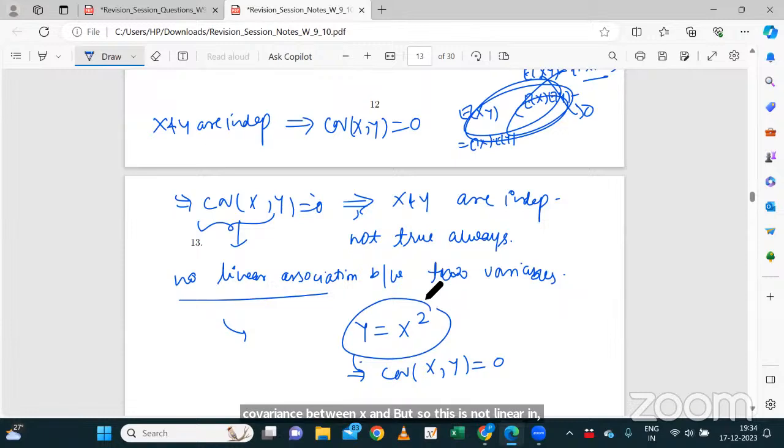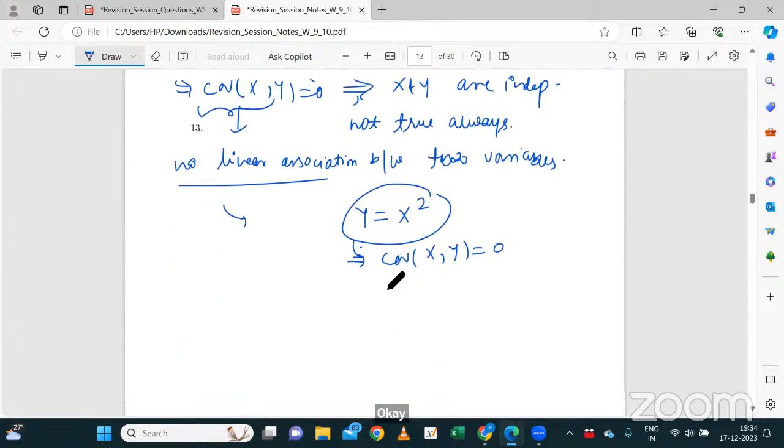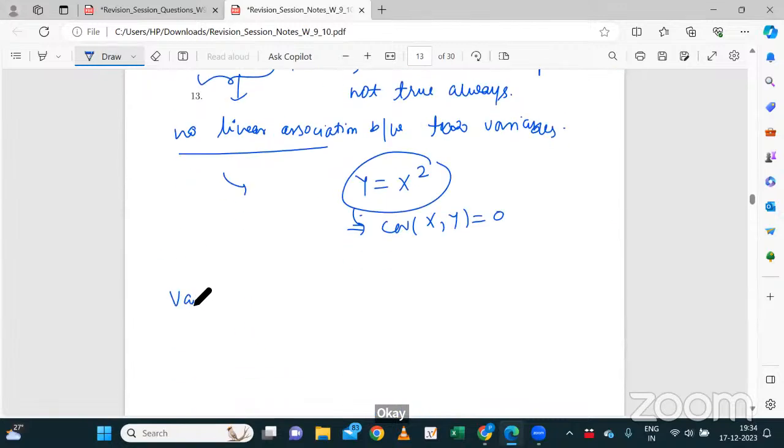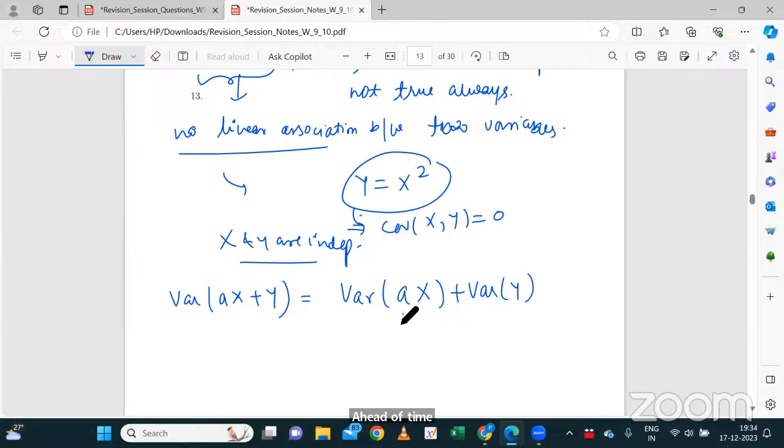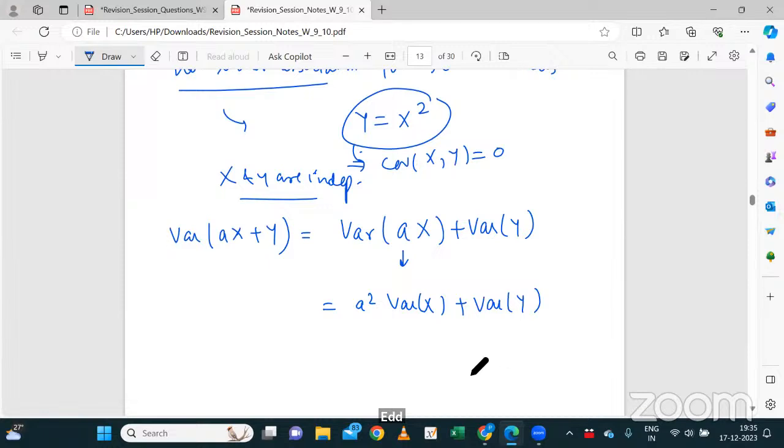Okay, so what about the variance of aX plus Y? From now onwards, I'm saying X and Y are independent. If X and Y are independent, the variance of aX plus Y will be a square times variance of X plus variance of Y, right? This is something I will write, correct?